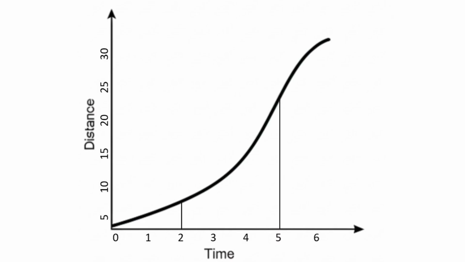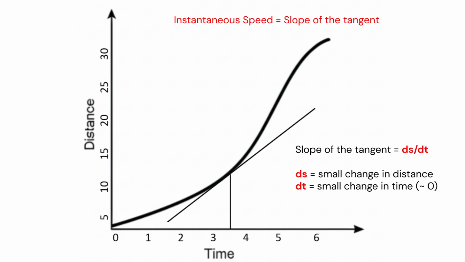From the previous example, we calculated the average speed between 2 and 5 seconds. In order to calculate the instantaneous speed at 3.5 seconds, we need to reduce the time period to a precise point of 3.5 seconds. And the slope of the tangent drawn at this point gives us the instantaneous speed.